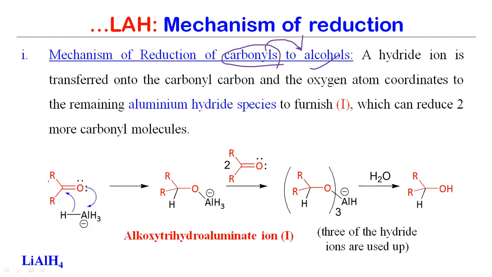We have this carbonyl compound. Of course, this is a ketone. Two alkyl groups are here, so it is a ketone. So what happens here is that in the first step, the attack of hydride takes place on the electrophilic carbon to generate this alkoxy trihydroaluminate ion, which is generated as the intermediate. And this intermediate can undergo reduction of two more carbonyl compounds to give this tri-substituted compound. And after the hydrolysis, we can get the alcohol as a major product.